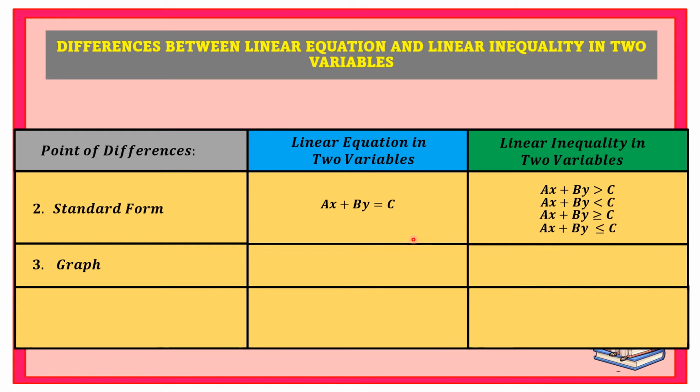Ang itsura ng graph ng linear equation in two variables is a straight line. Kapag linear inequality naman, it's a plane or a half plane. Okay, bakit po half plane? Kasi po, pag naglagay ka ng straight line, yung half plane nun ang magiging kasama sa linear inequality, which we will discuss in another lesson.